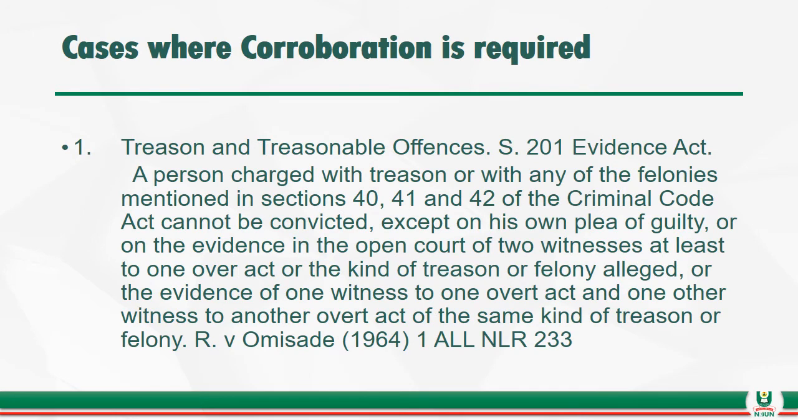Let's look at cases where corroboration is required. One of such cases is in treason and treasonable offenses contained in Section 201 of the Evidence Act. A person charged with treason or with any of the felonies mentioned in Sections 40, 41, and 42 of the Criminal Code Act cannot be convicted except on his own plea of guilty or on the evidence in open court of two witnesses to at least one overt act of the kind of treason or felony alleged, or the evidence of one witness to one overt act and one other witness to another overt act of the same kind of treason or felony. Look at the case of Aru vs. Omishade.